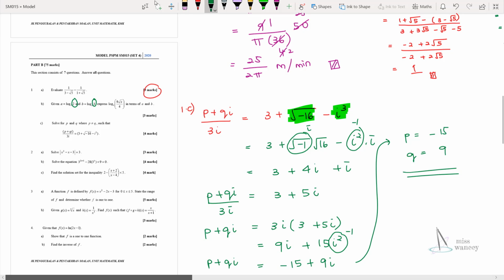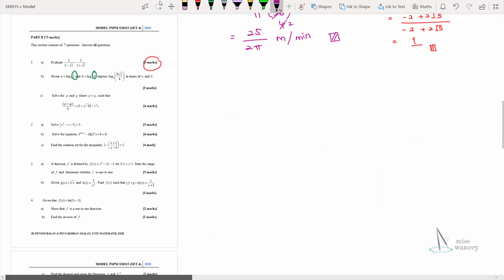Okay, so let us proceed with number 2. Number 2A is solve the modulus of x squared minus x minus 3 equal to 3. Okay, so we're going to open the modulus sign. One of them will become a plus, another one will become a minus. So x squared minus x minus 3 equal to 3, or x squared minus x minus 3 is equal to negative 3. So I'm going to bring 3 to the left hand side.